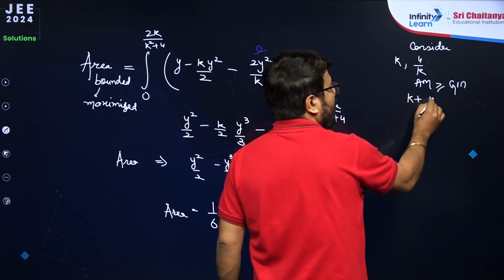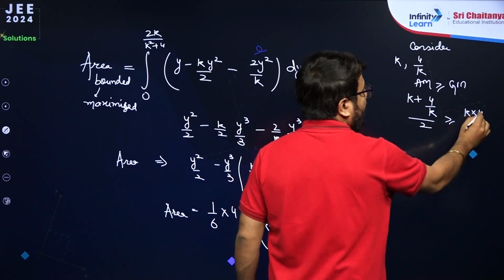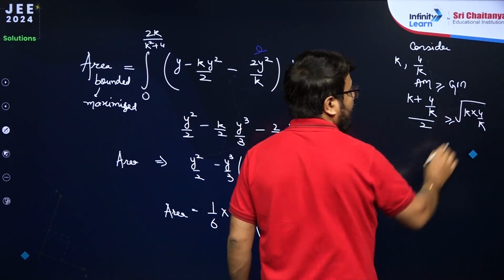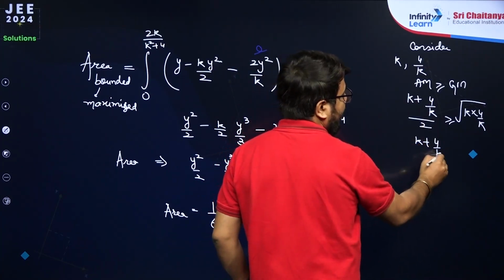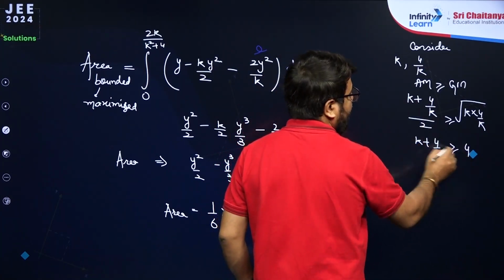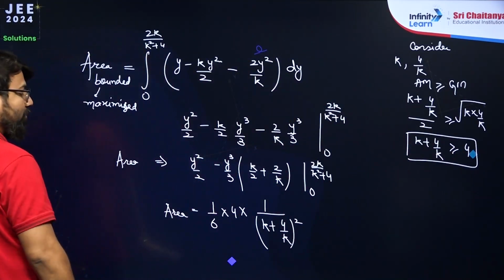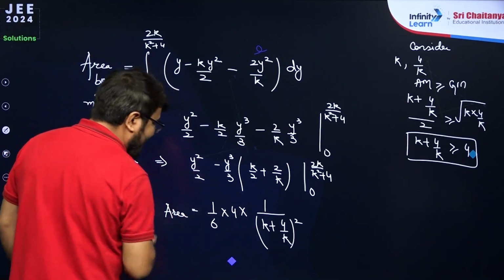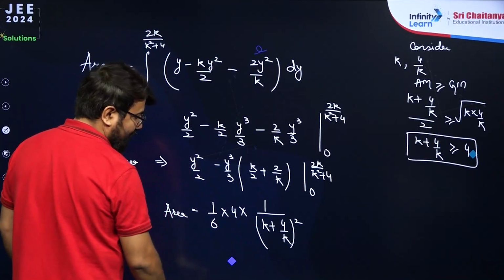So k plus 4 by k will be greater than or equal to 2 times the square root of k into 4 by k. So that will become 2. So the minimum value of k plus 4 by k is actually 4, which we are obtaining from here. Okay, so the minimum value is 4, and to make this area maximum, this has to be minimized.